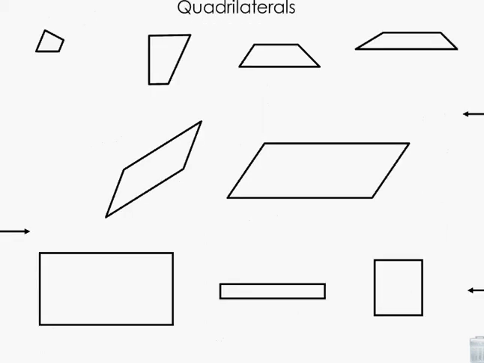Unit 2 also discussed different shapes. We focused on quadrilaterals. Quad means 4. Lat means sides. Quadrilaterals have 4 sides. Notice all of these shapes on this entire page have 4 sides. They are all quadrilaterals. 4 sides.